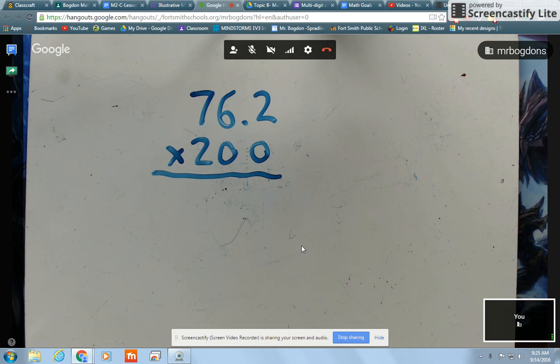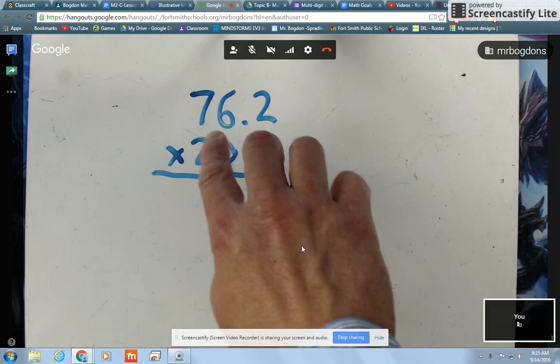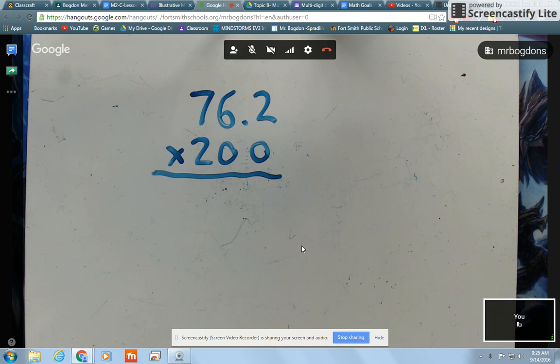All right, our third problem for our quiz was 76 and 2/10 times 200. Now, I still have a decimal. It doesn't matter if I've lined up my decimals when I'm multiplying or dividing. No, it does not matter. But I do like pretending that I have whole numbers. So what do I have to do to make this 76 and 2/10 into a whole number, like 762?